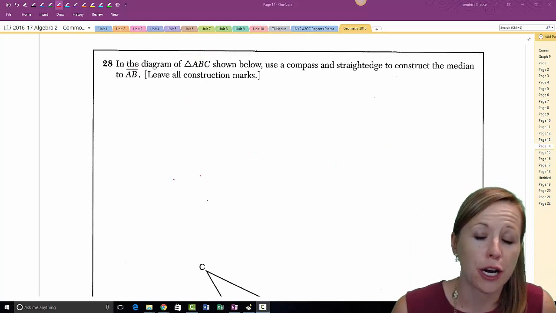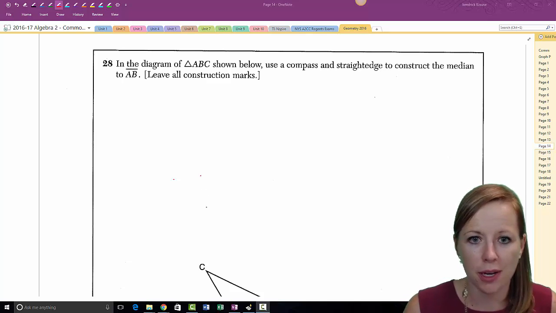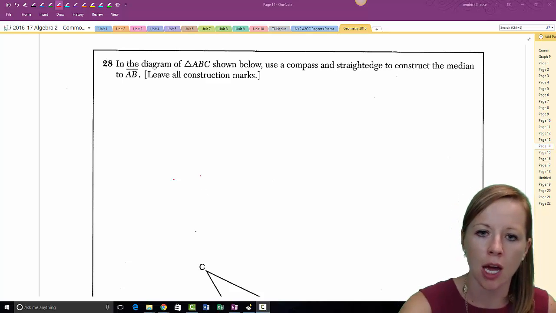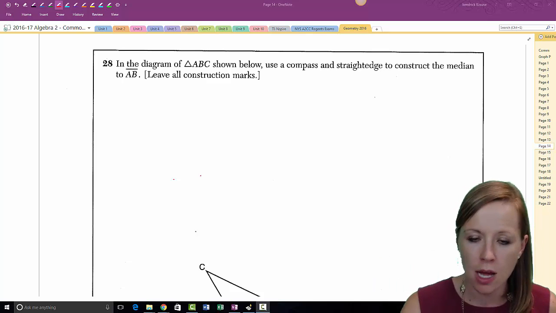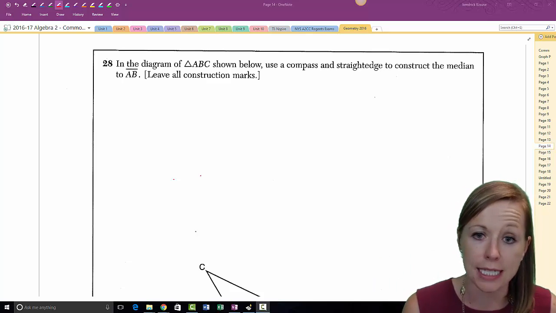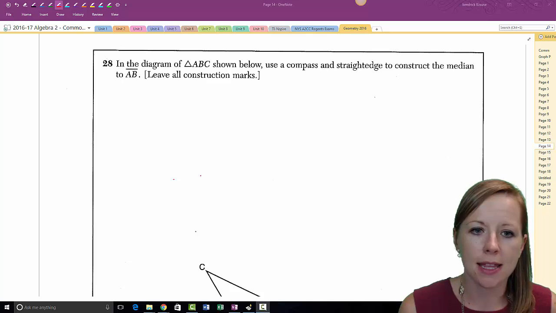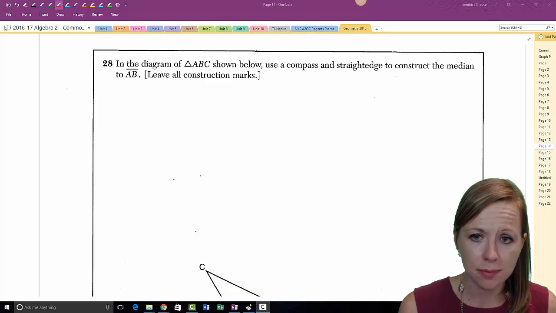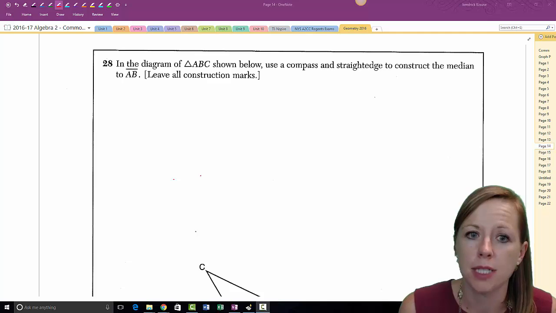Number 28 is a construction, so I'm going to do my best to walk you through it. Clearly I don't have a compass and a straight edge on the computer here, so I'm going to walk you through the idea. It says that the diagram of triangle ABC, please construct a median to AB.